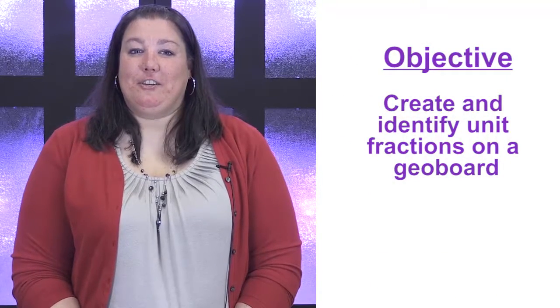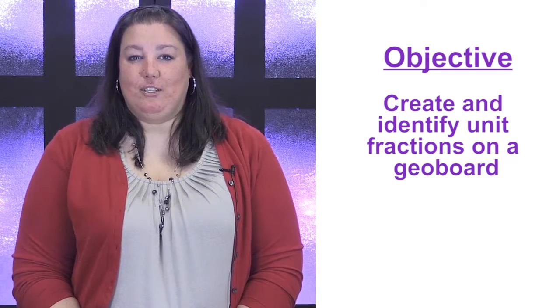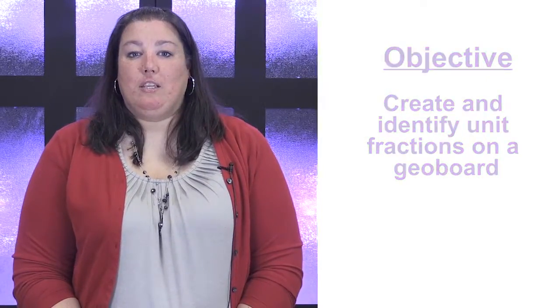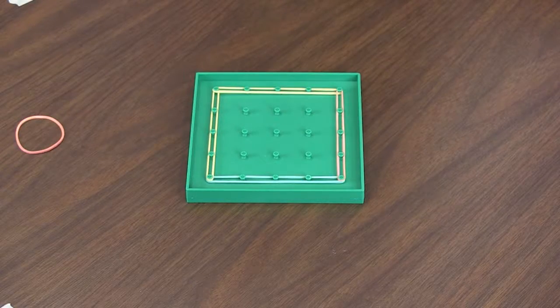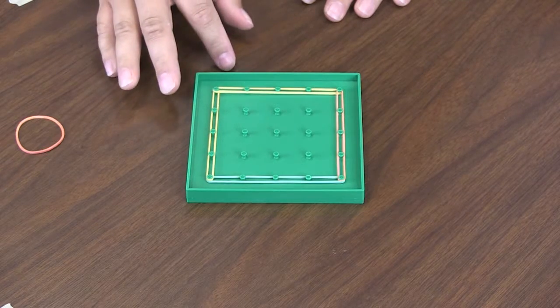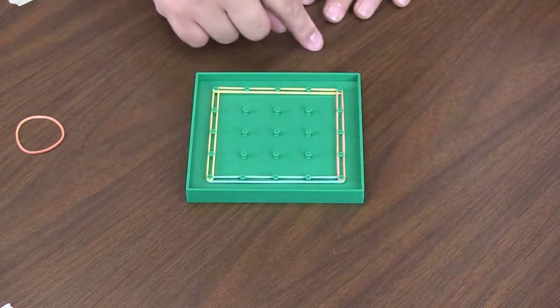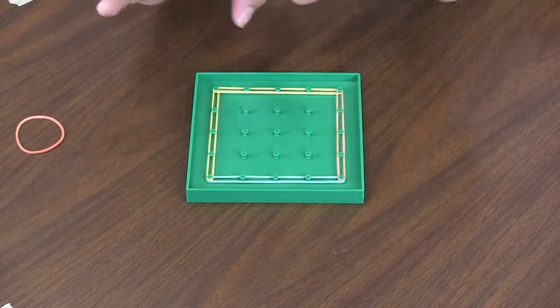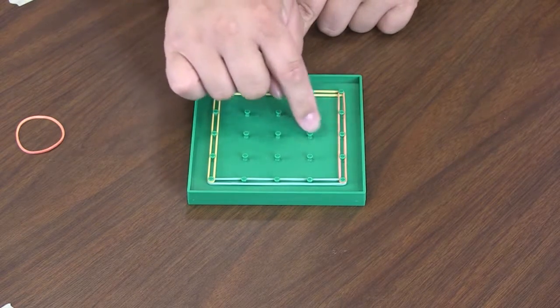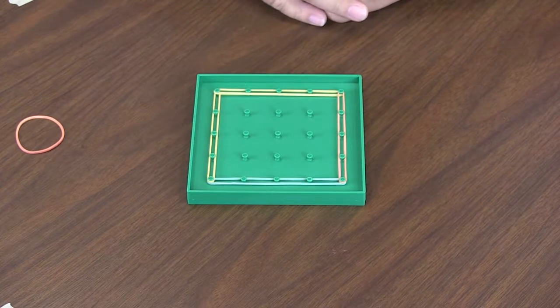Today we learned how to create and identify unit fractions on a geoboard. A geoboard is a manipulative that we will use to create unit fractions. This is the geoboard that we will be using today. I will start by identifying an area. The rubber bands represent the outline of the area. We will be working with the area inside the rubber bands.